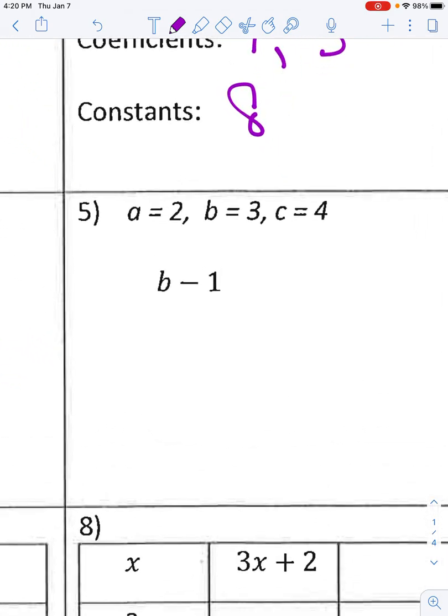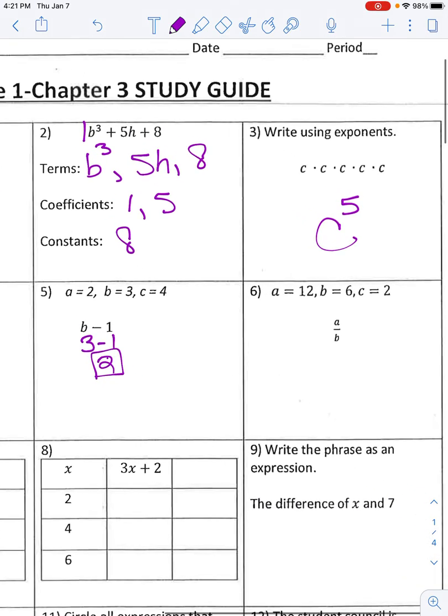Number 5, A is 2, B is 3, C is 4. You are to evaluate B minus 1. Substitute in for B, please. Don't just write your answer. Let me see your substitution, and then you can solve.